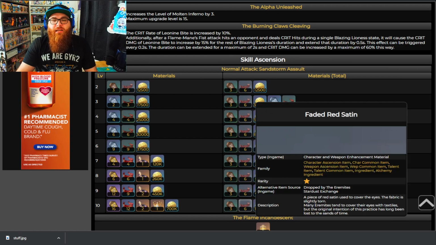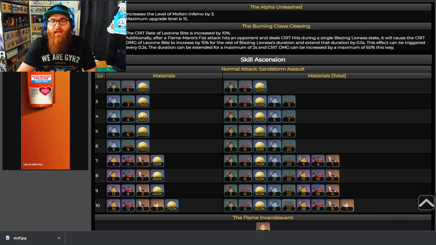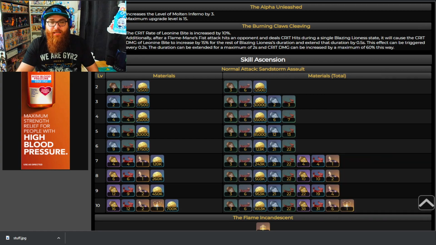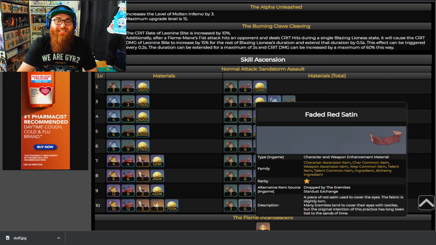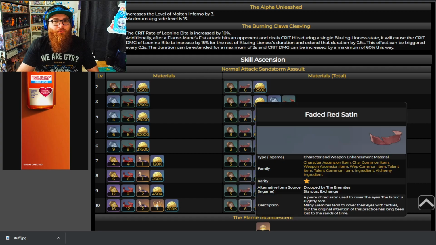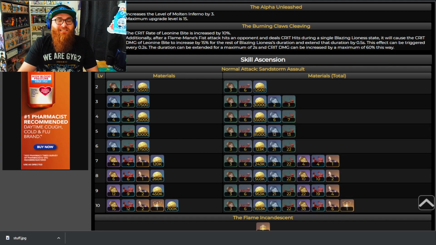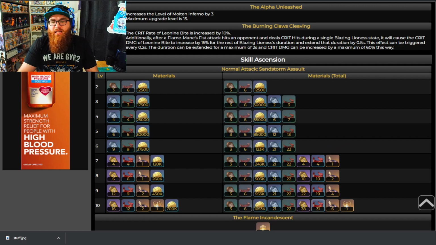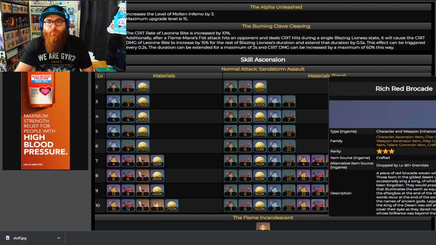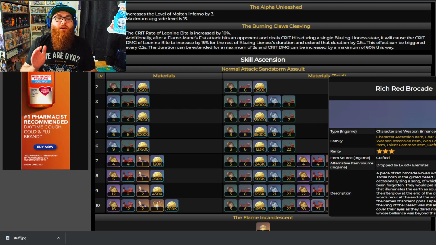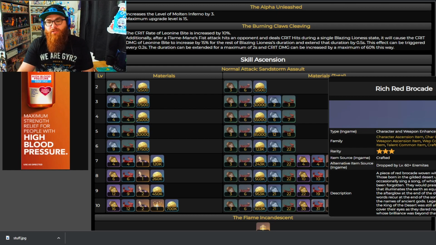But if you see, you actually have to get more of the satins, the silks, and the brocades. So for the satins, you're going to need 18 more to get all 3 to level 10. For the silks, you're going to need 66 more to get all 3 to level 10. And then you're going to need 93 of the brocades to get all of your talents to level 10.